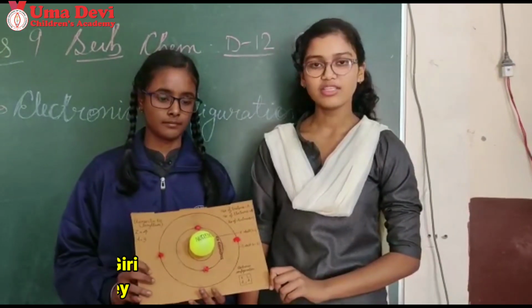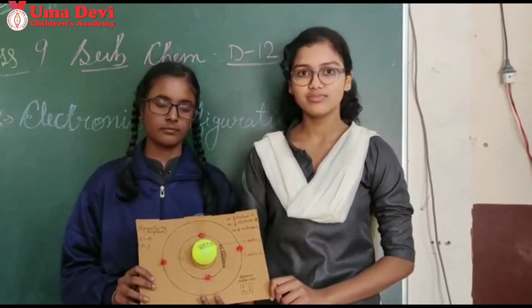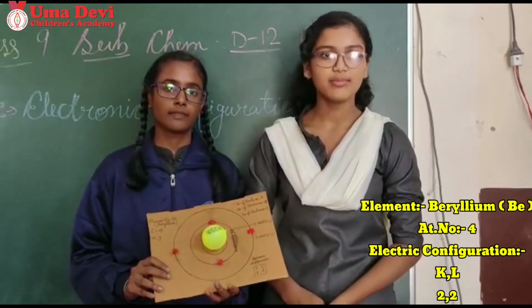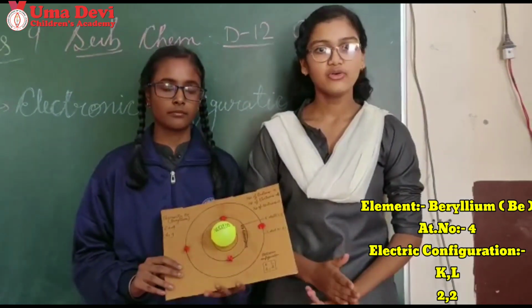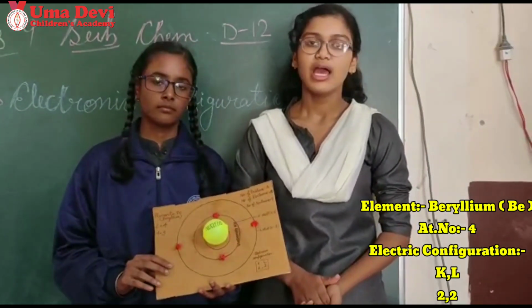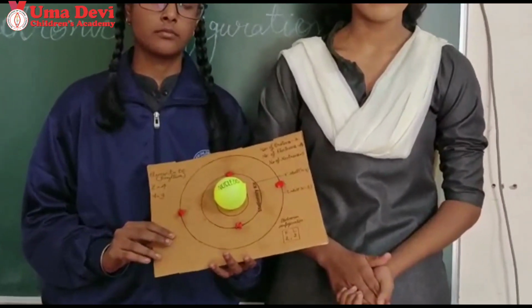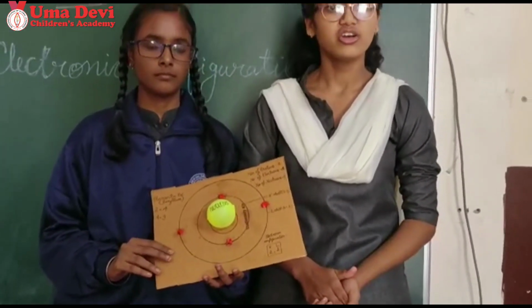Today we have made the atomic structure of an element that is known as beryllium. The symbol of beryllium is Be. And as we know that number of protons in beryllium are 4, the number of electrons are 4 and the total number of neutrons are 5.